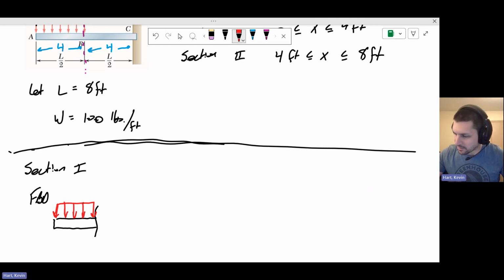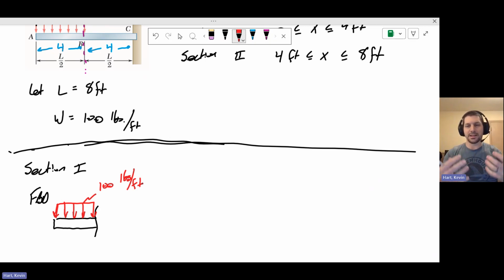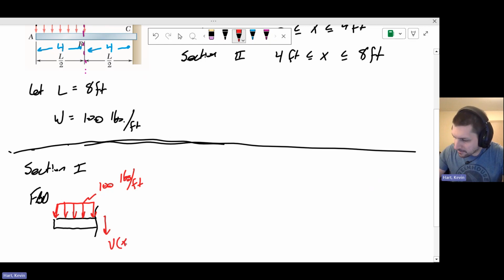Remember that this distributed load is 100 pounds per foot. I have to include the other portions of the free body diagram, specifically the internal reactions that come from the cut that I made inside the beam. So I will draw that. Traditionally, shear is pointed down, so here is V(x). I have my normal force, N(x). I'm writing these as functions of x. And then I have my bending moment, which is M(x).